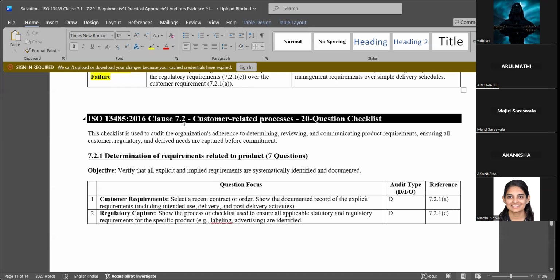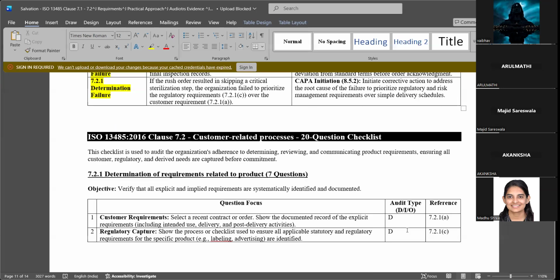Okay, so this I'll share, and I'll be sharing some more documents for your understanding and review. So, what does this DIO mean in audit type? You need to give documentary evidence. I means input evidence, O means output evidence. To the auditor, you can give document evidence like an SOP or a record. Input is some input evidence which you used during your process.